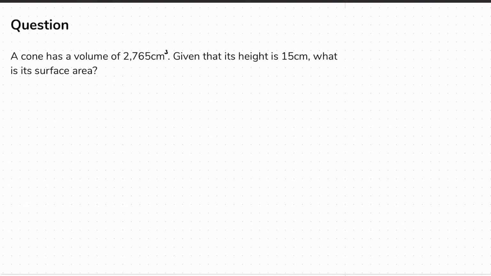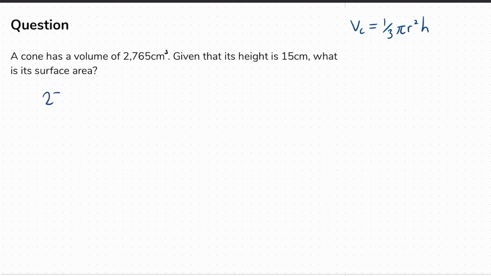In this next question, we're going to have to deal with quite a few formulas. So we are given the volume and we're given the height. The volume of a cone is equal to 1/3 pi r squared times height. So we can use this to help us with our surface area insofar as it's going to help us get to our radius. So let's start off with that.